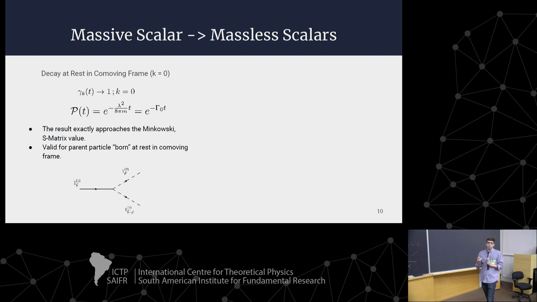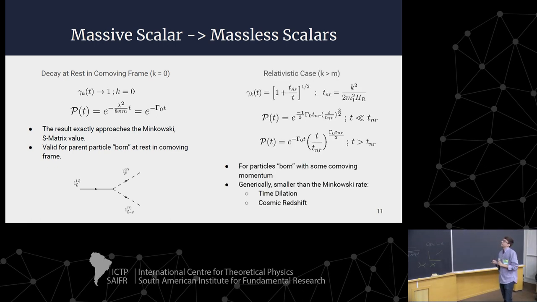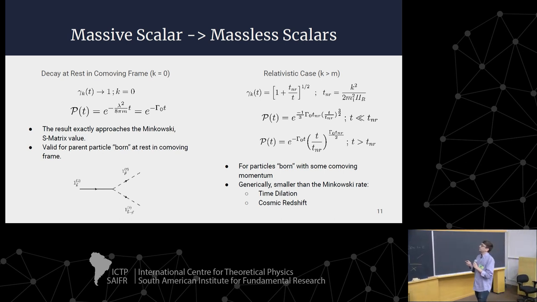So when you apply it to a model like a massive scalar decaying to massless scalars, a couple things happen. So first, let's look at what happens if we consider an initial state that is born at rest in its co-moving frame. Okay. When you plug all of this into the equations I showed before, this comes out for the survival probability. This is exactly what you get from S matrix. Okay? So this is telling you that the expansion of the spacetime does nothing to a particle with co-moving momentum zero. If the particle is relativistic, however, initially, you get these results.